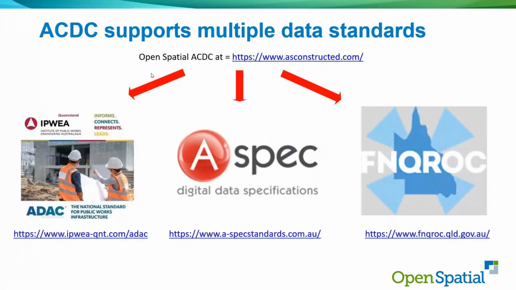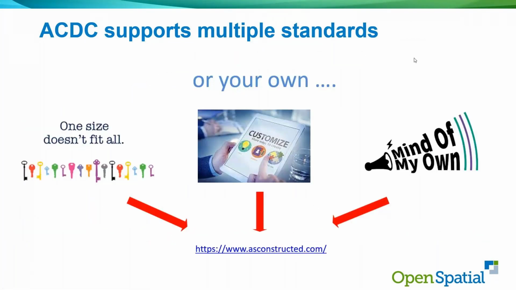ACDC, or As Constructed Design Certification, supports multiple data standards, so we're not tied to a specific standard. We can work with ADAC, with A-SPEC, with FNQ Rock, and in the US we work with a variety of different standards as well. One of the beautiful things about standards is there are so many to choose from. Basically, you can configure anything within those standards. It's also possible to customize and create your own standard.